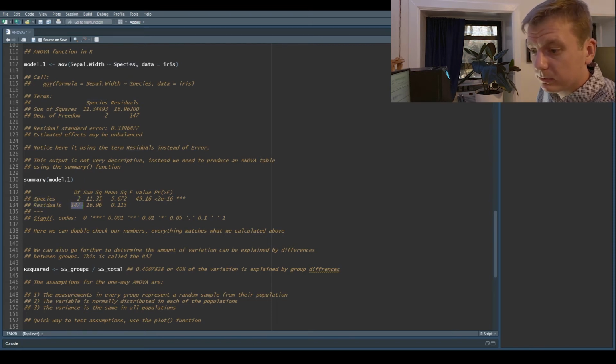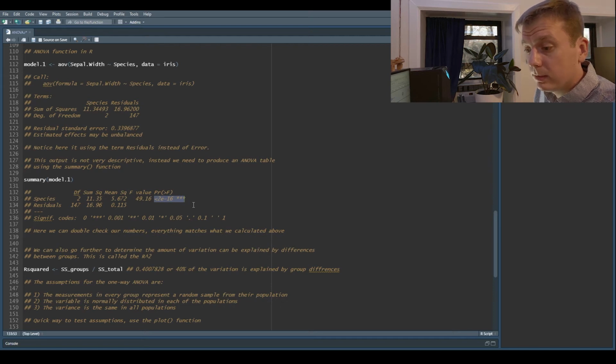You can see the degrees of freedom are correct, 2 and 147. Our sum of squares are correct. Our mean squares are here, and that's correct. Our F value is also correct, and it gives us a p-value. Notice the p-value here is different. The only reason why it's different is that in these built-in functions, R will not give you a p-value that is less than 2 to the negative 16.